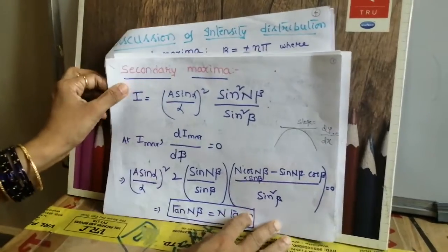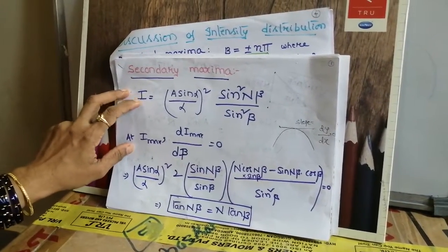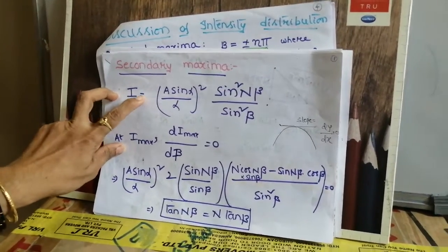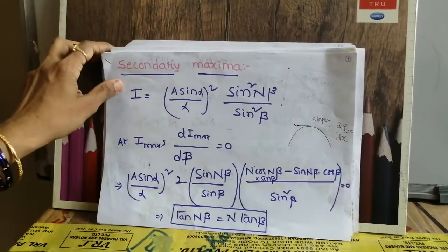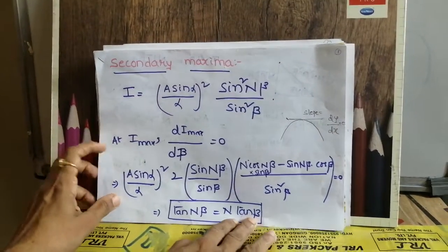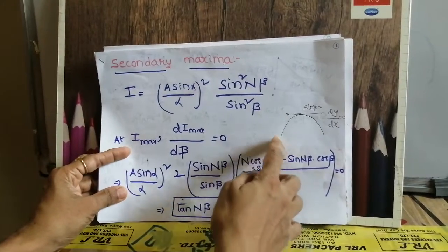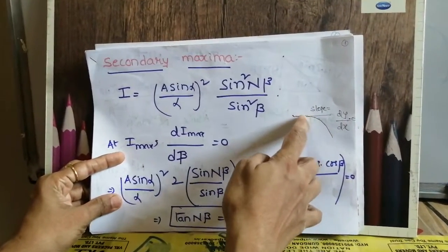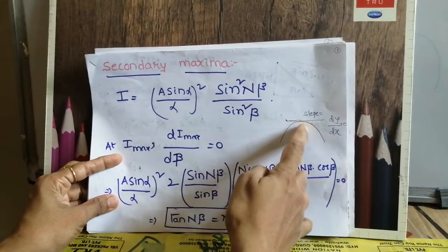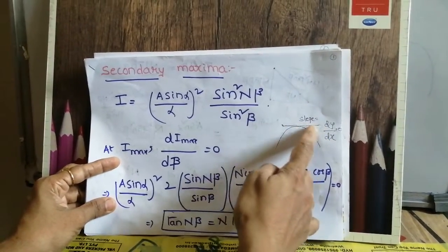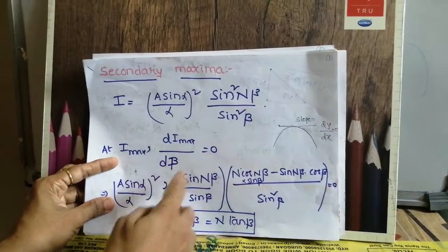To know the secondary maxima, first of all, the intensity distribution I equal to A sin alpha by alpha whole square times sin square n beta by sin square beta. But at maxima, the differentiation of this is 0. Why? Because if suppose it is a curve, the maxima occurs here. So at this maximum, the slope of the curve, tan theta, is equal to 0. So dI by d beta equal to 0.